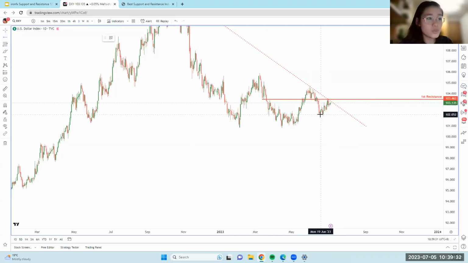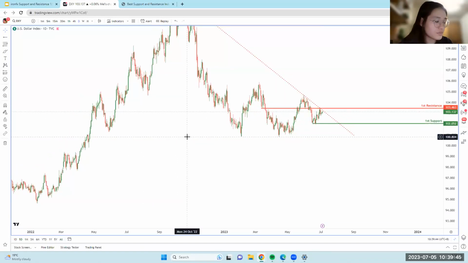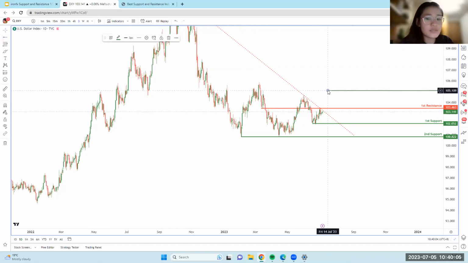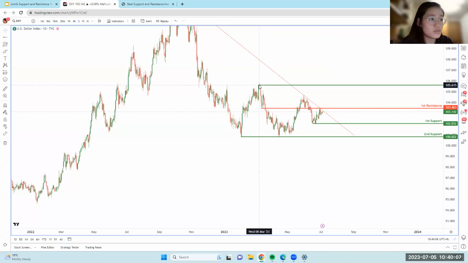Next, for our first support, you want to place it at the closest swing low to where price is currently at. We can adjust our support and resistance levels after we've taken a look at our Fibonacci levels as well. Here is my second support, and my second resistance may be over here.